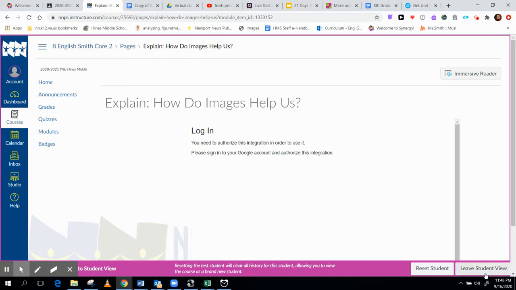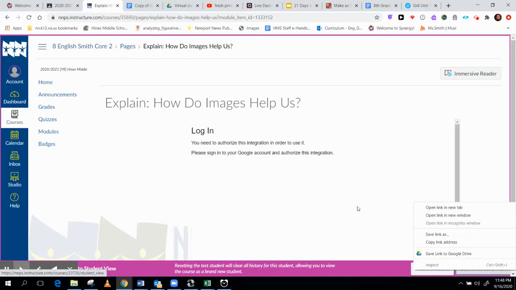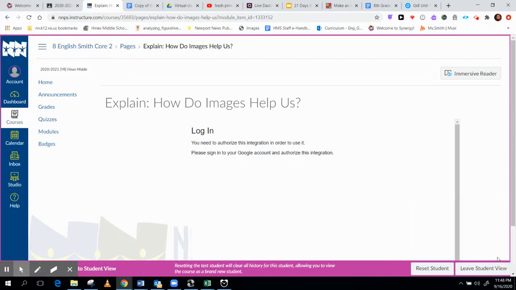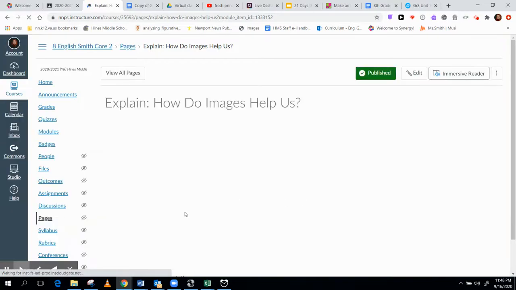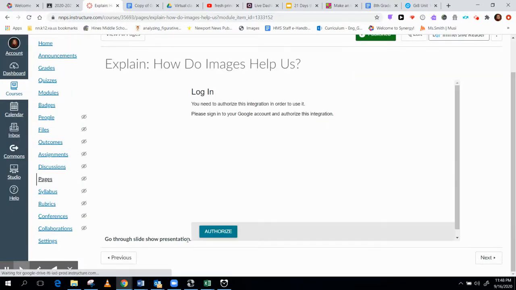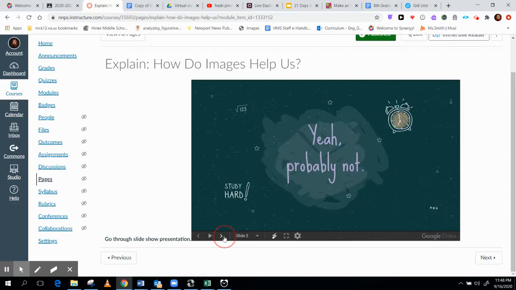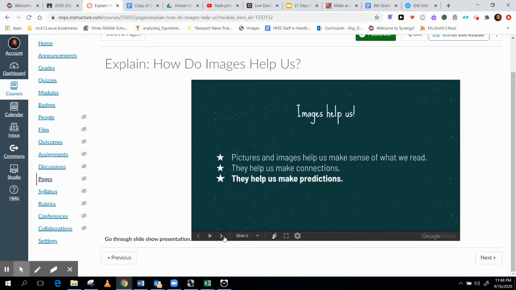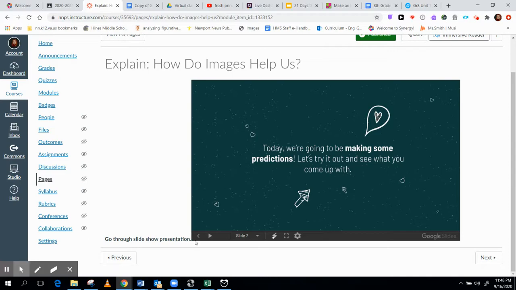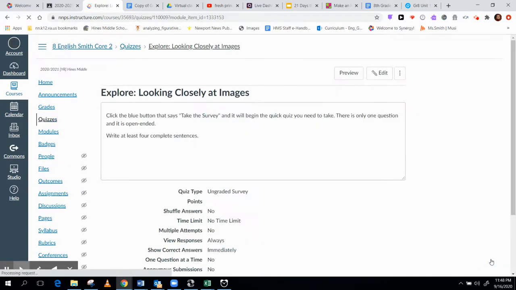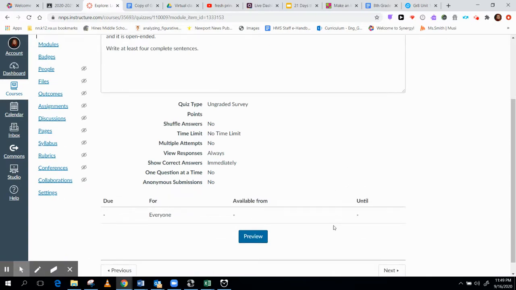We have a presentation on how images help us. So when you get to this page, it will tell you to go through the slide presentation. And it is about why images help us, because we are looking at pictures and how we understand things through pictures. And then we will click next. And then there is a survey.